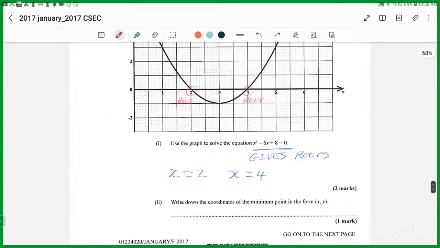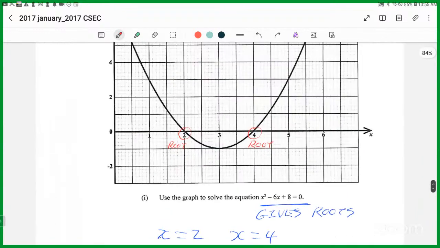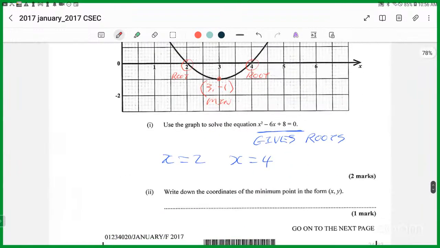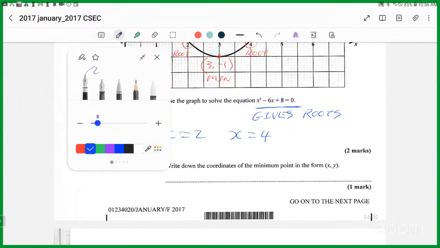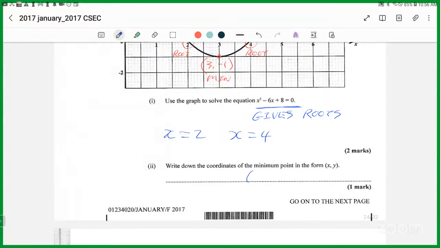All right, next part says write down the coordinates of the minimum point. The minimum point is here. So I'm going to say this is my minimum point, which is 3, -1. I'm going to put the word min here, so you can know that that's how I get my minimum point from the graph. I just said use the graph. So I'm going to write my minimum point is 3, -1.